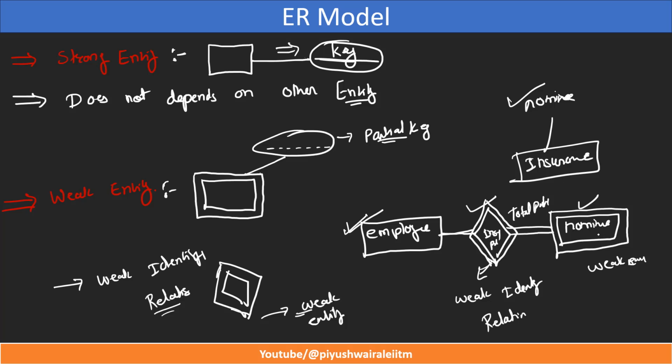So I hope you understand the concept of strong entity and weak entity. So I think that's it from today's lecture. We have discussed what is entity, what is relationship. Then we have discussed the attributes, different types of attributes, different types of entity. We have also discussed the symbols, right? And we have also discussed the mapping cardinality.